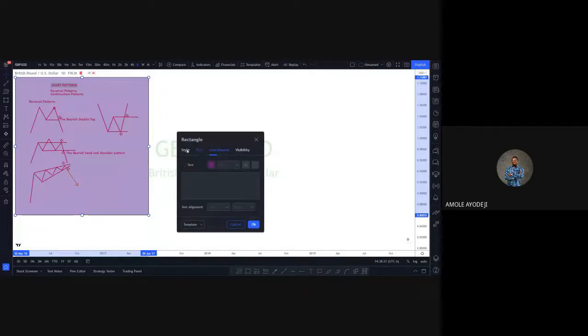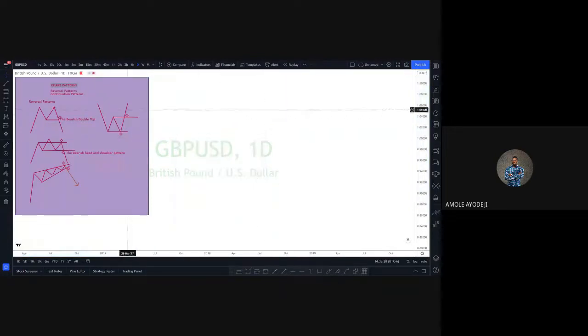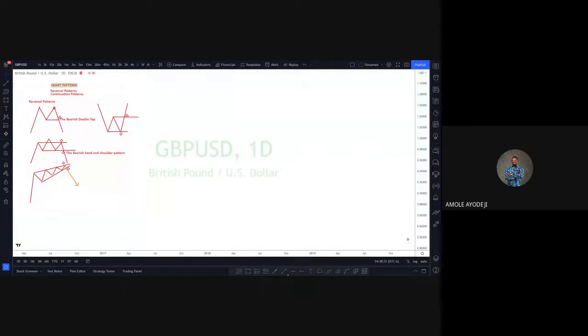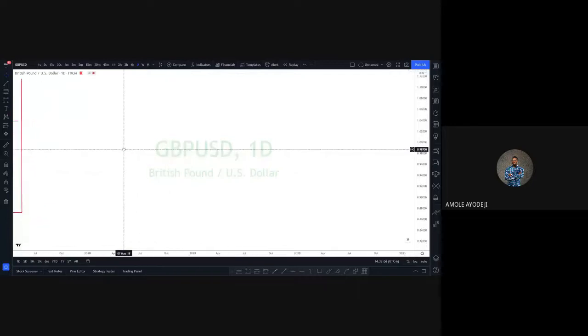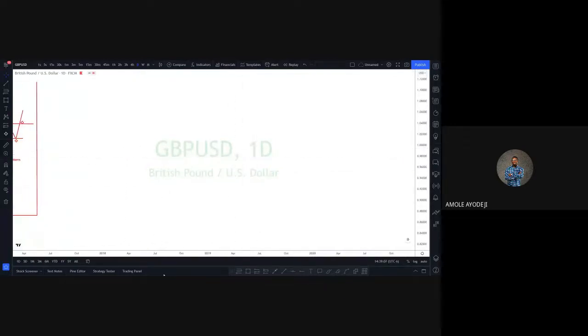So now let's move to the main theme, the major discourse for the day, which is the market structure. This is chart patterns. Okay, let me just put it aside. Hold on, please. So this chart patterns, let's move to market structure now, which is the most important subject for the day.